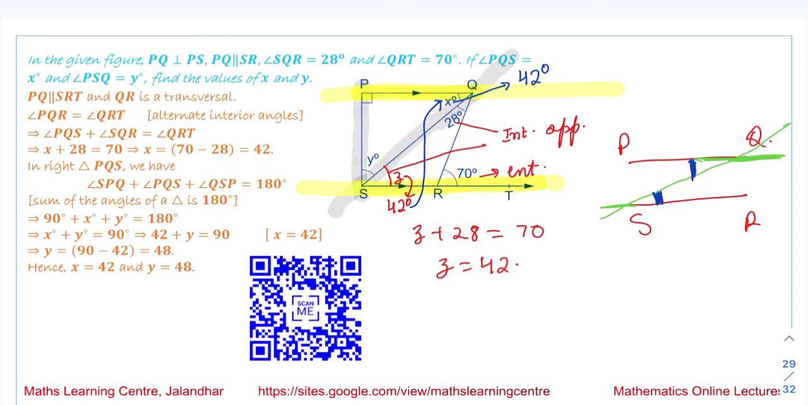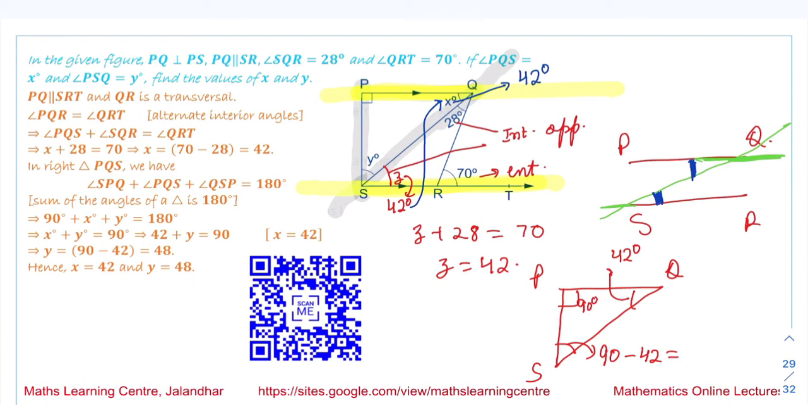Now if we look at the triangle over here, it is P, Q and S. This angle is 90 degrees. This angle we have obtained is 42 degrees. So the value of this angle will be 90 minus 42, because this angle is 90 degrees. So the answer you will get is equal to 48 degrees. So the value of Y we will get is 48 degrees. So these are the answers: Y is 48 degrees and the value of X is 42 degrees.